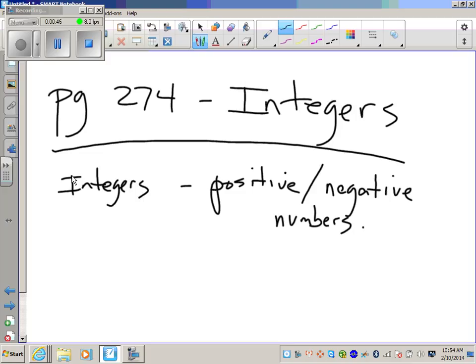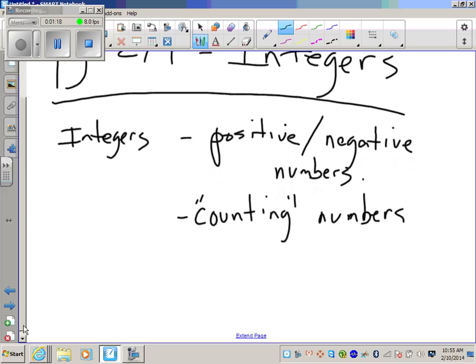Integers are also what we would consider to be counting numbers. And what I mean by counting numbers are numbers that don't have decimals, do not have fractions, they're not mixed numbers, they're not 2.6. They're counting numbers. So in a sense, they're like whole numbers, okay? When you learn how to count, you don't learn how to count with all the decimals in between, okay?